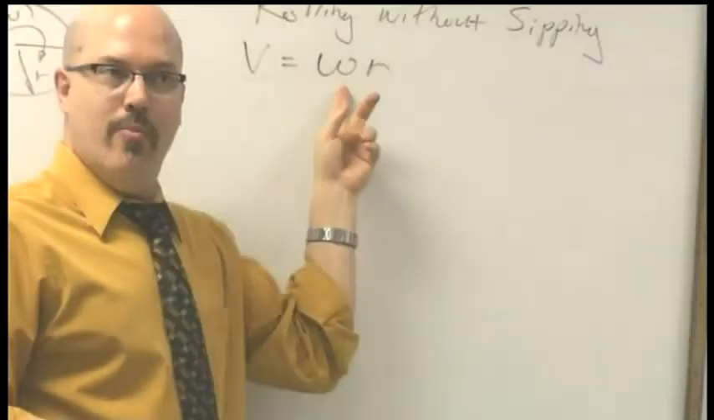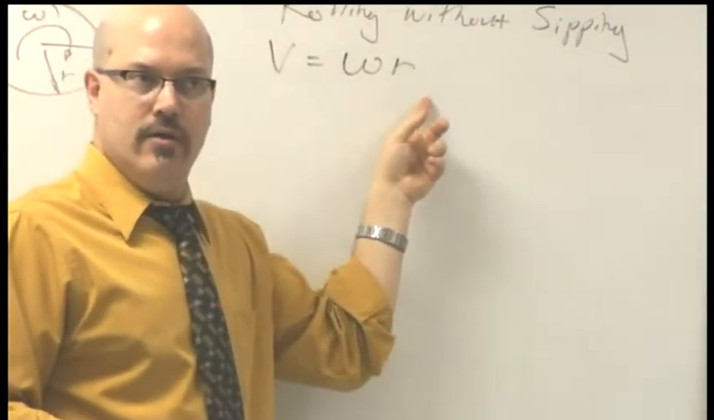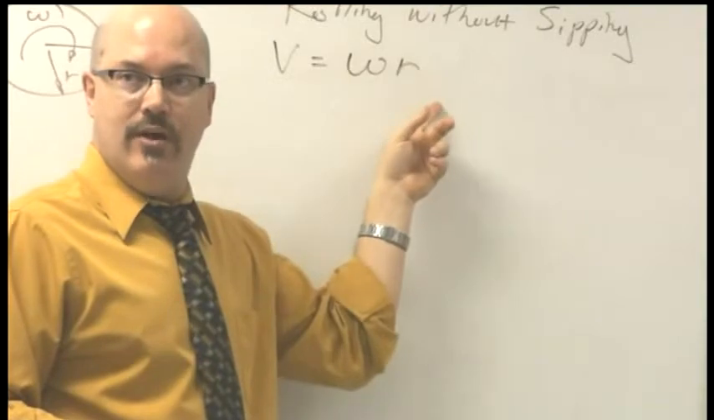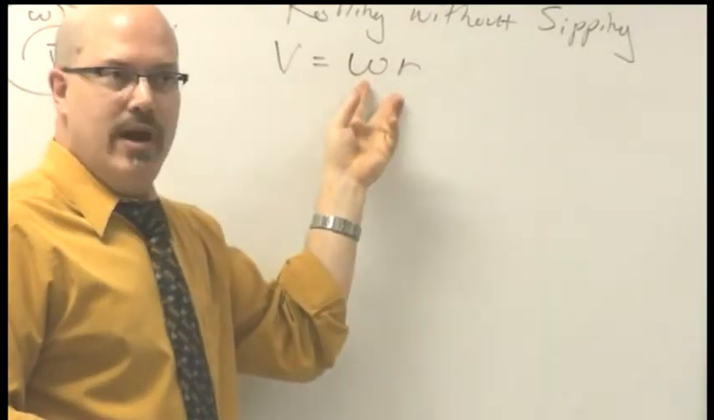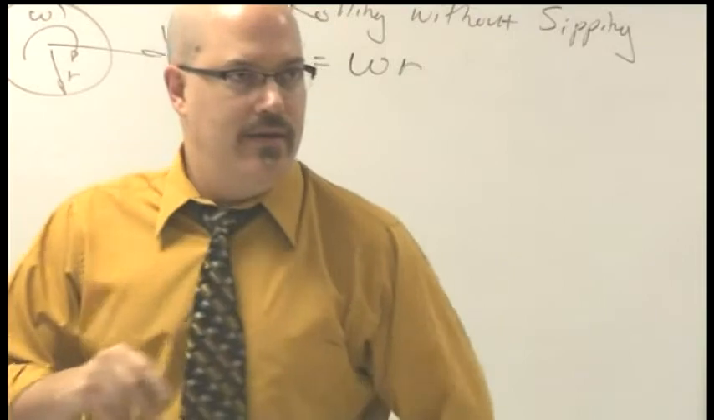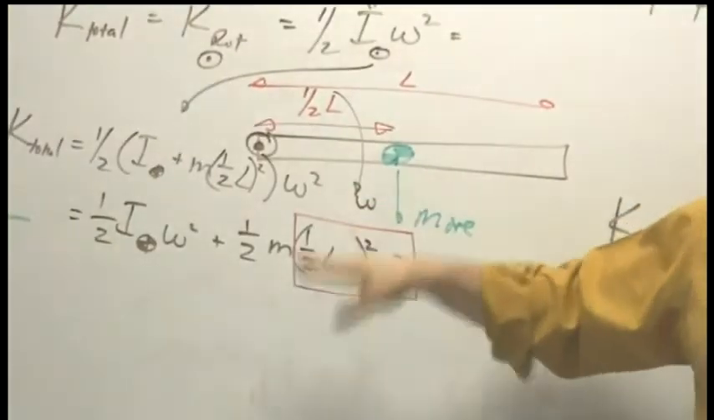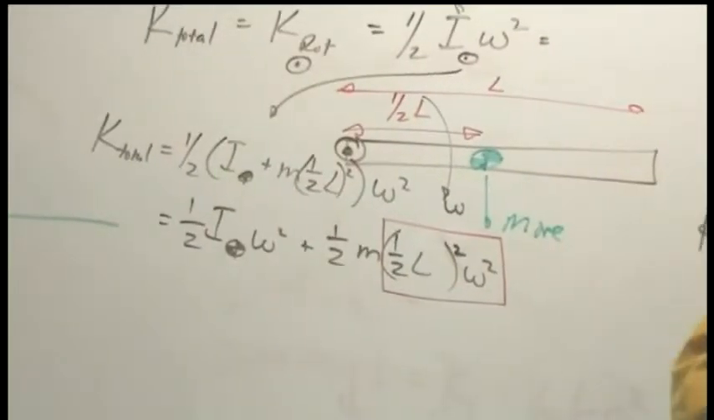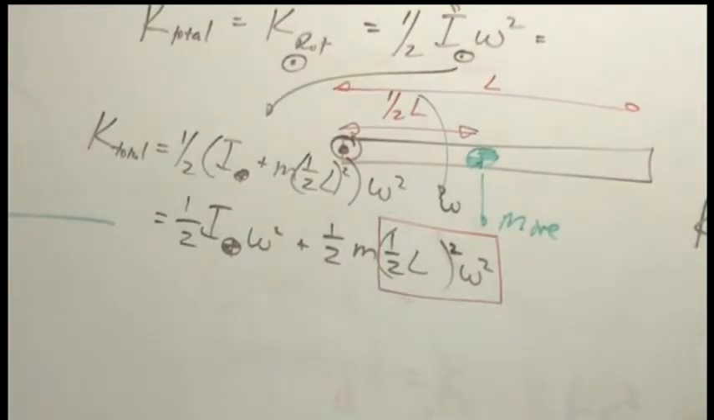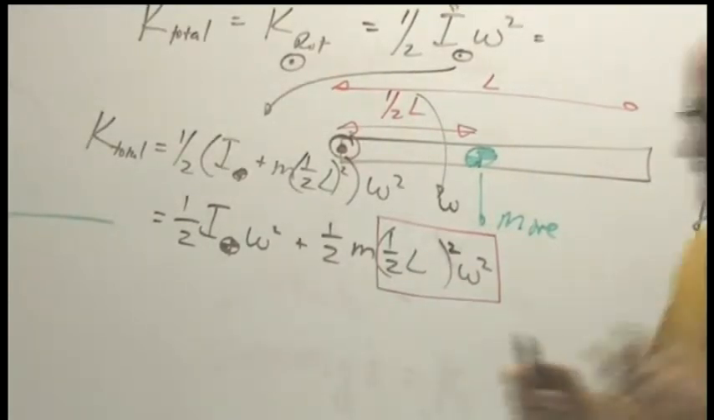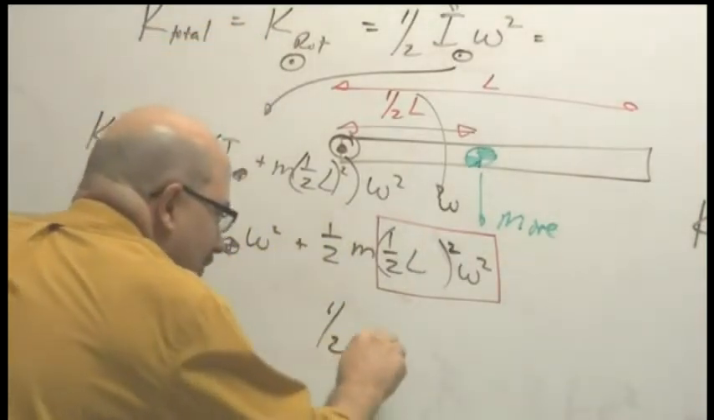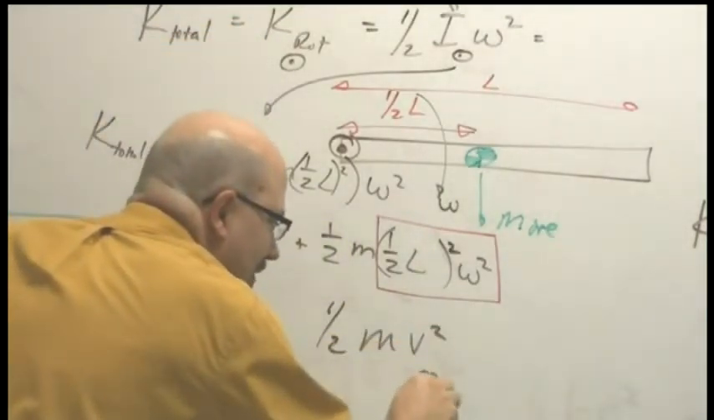Omega times r. So omega squared times r squared gives me v squared. But velocity of what point? What is this the radius to? The center of mass. Does everybody see that this is the radius to the center of mass times omega? Radius to the center of mass squared times omega squared gives me velocity squared, but velocity of one particular point. This is 1/2 mv squared for the center of mass.